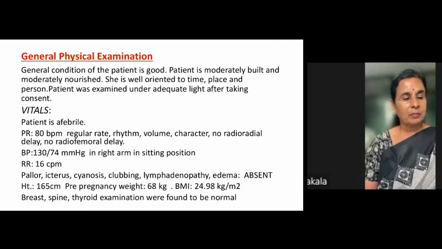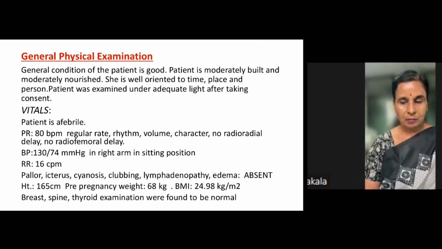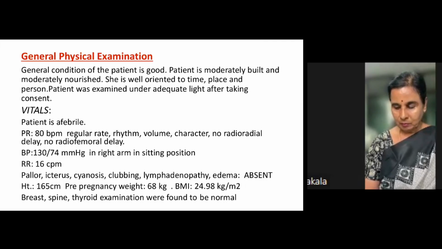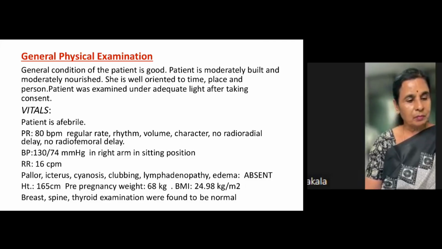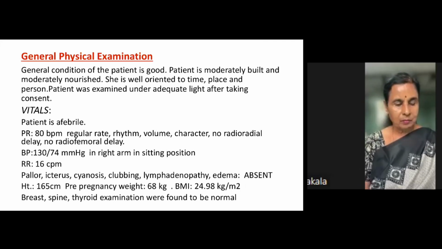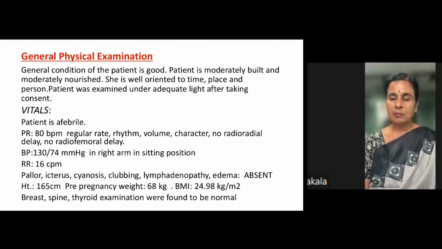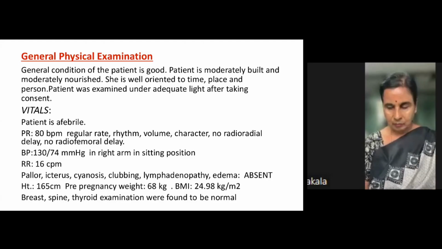So general physical examination. The general condition of the patient is good. Patient is moderately built and moderately nourished. She is well oriented to time, place, and person. Patient was examined under adequate light after taking consent. Vitals, patient is afebrile. Her pulse rate is 80 beats per minute, regular rate, rhythm, volume, character, and no radio-radial delay or no radio-femoral delay. Her BP was 130 by 74 mmHg in the right arm and was examined in sitting position.